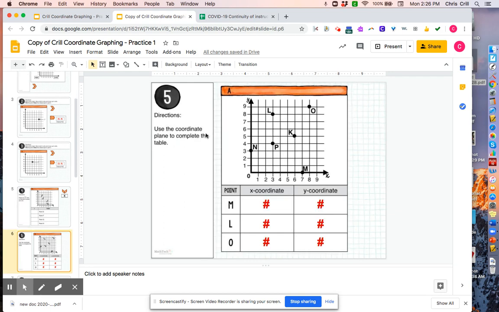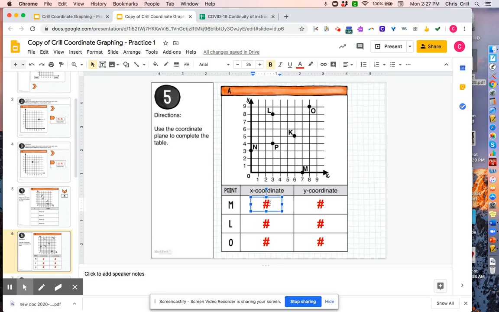Task 5, use the coordinate plane to complete the table. So we're looking at point M. Point M's x coordinate is 7. It's 7 units away from the origin, so we're going to delete that, type a 7. And we're going to delete the y, and say that sits right on the x-axis, so we didn't go away from the x-axis at all. We're at 0. The y coordinate would be 0. So 7, 0 is M.